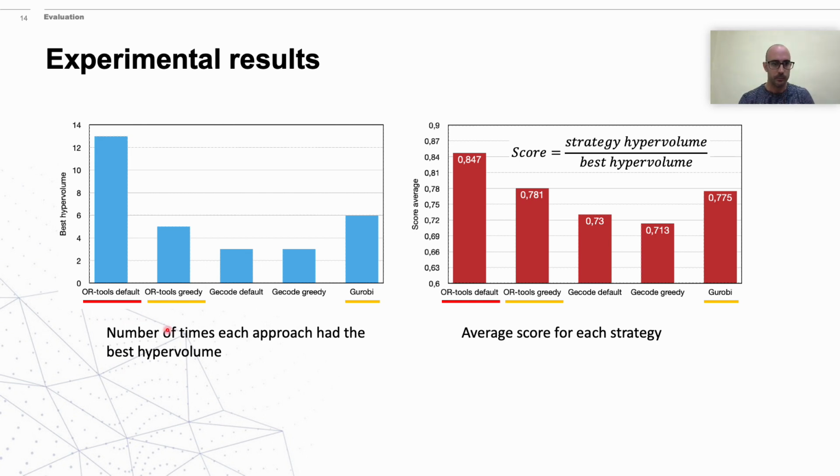Despite this, the strategy that obtained the best results was ORTools with the default search. In the left graph, we can see that ORTools with the default search got the best hypervolume in 13 times out of 24, and Gurobi and ORTools with greedy search perform more or less the same. In the right graph, the average score of each strategy is presented. We can see that ORTools with the default search had a score of almost 0.85, and ORTools with the greedy search and Gurobi also had a similar performance. Also, we can highlight that G-code, independently of the search strategy used, was always the worst approach.